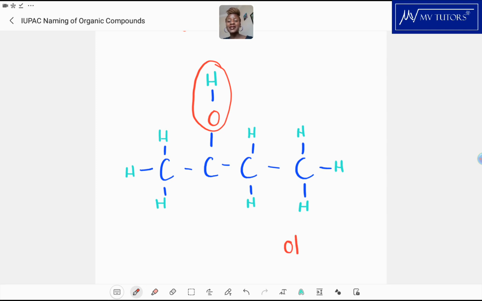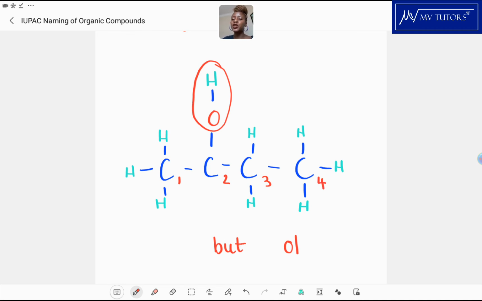Right, now let us count the number of carbon atoms. We have 1, 2, 3, 4, so that is but-, because 4 is but-. Okay, and where is this OH, our hydroxyl group? On which carbon is it? I'm going to start numbering here: 1, 2, 3, 4, because we start numbering closest to our functional group, right?